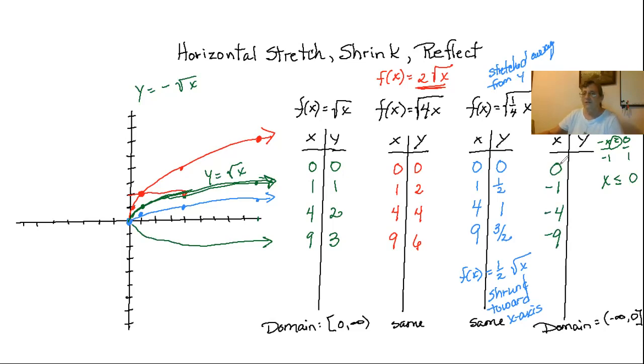Negative 0 is 0, the square root is 0. Negative 1 is positive 1, square root is 1, and so on. That'll change these back. So the square root of negative x actually graphs like this.